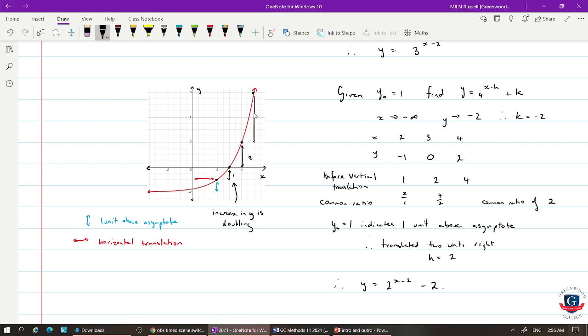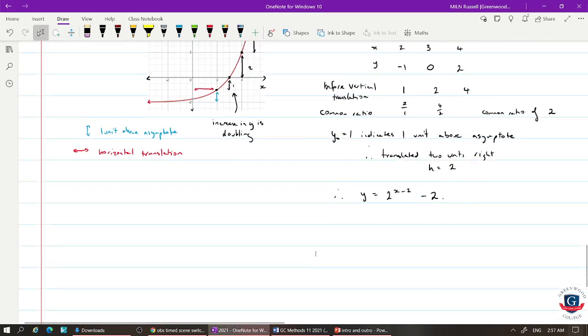Down to here. The next increase is 4. 4 divided by 2 is 2. 2 divided by 1 is 2. Each time it's doubling. So a is going to be 2. Find the asymptote. Go 1 unit above it. The gap between that point and the y-axis is 2, indicating it's been moved 2 units to the right. And so now we have all the values that we need to make the equation. y equals 2 to the power of x minus 2, minus 2 again. And there we go.